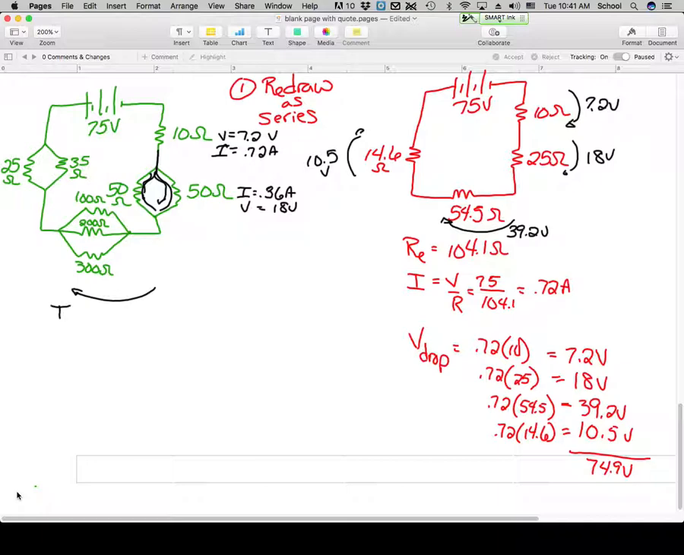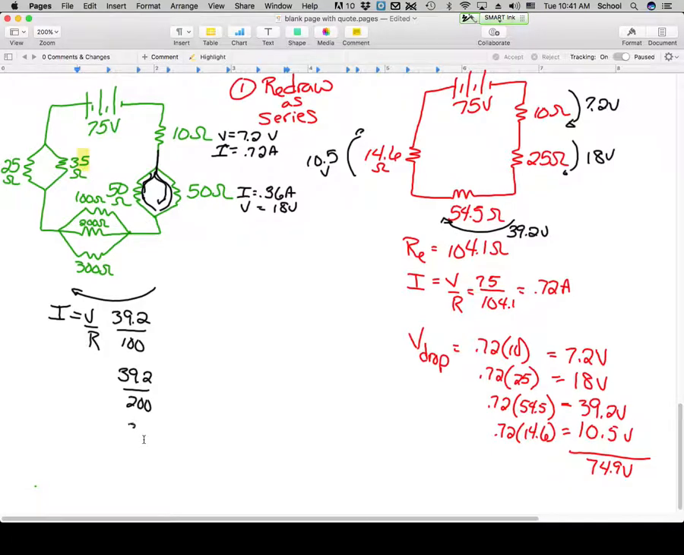Now, what we could do is set up a proportional thing, but the easiest way to find the I is you're just going to say I is V over R. But the V here is going to be the voltage drop in that section, not the total voltage drop. So the V drop is going to be 39.2 over 100 and 39.2 over 200 and 39.2 over 300.